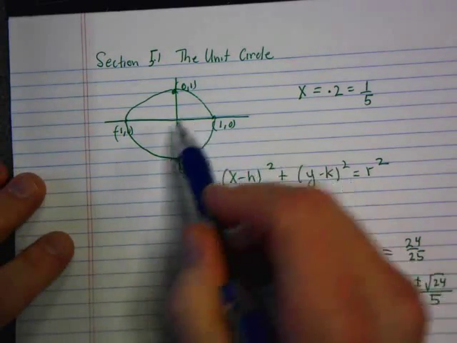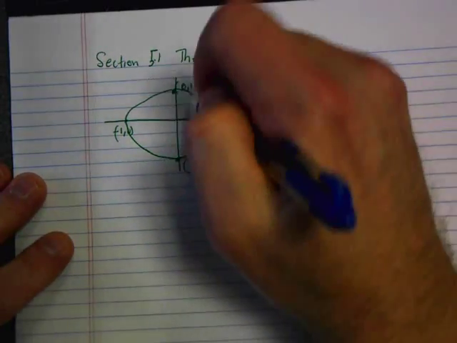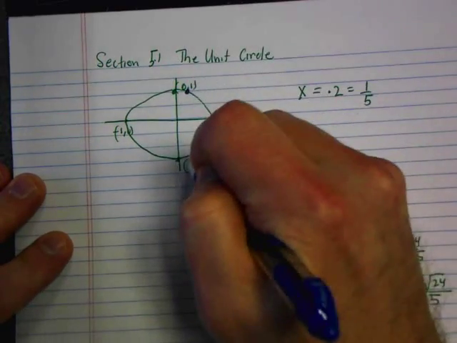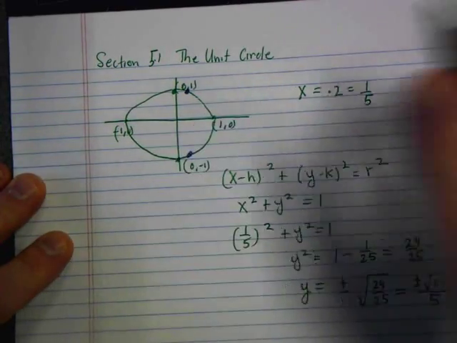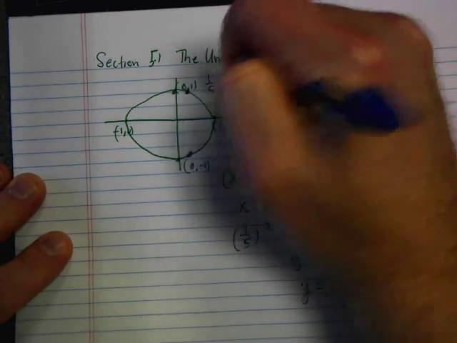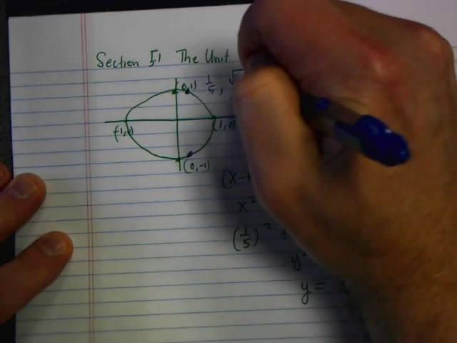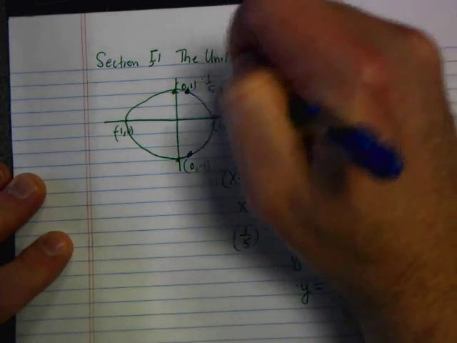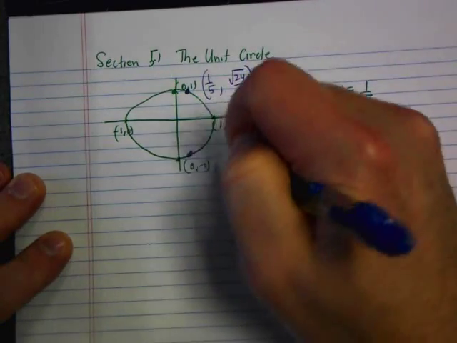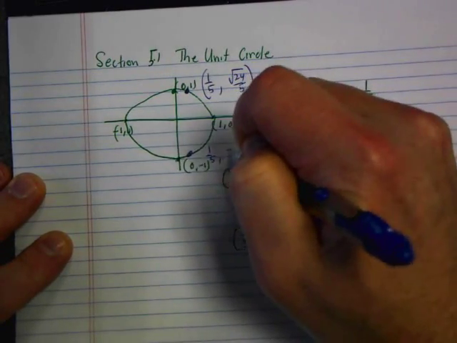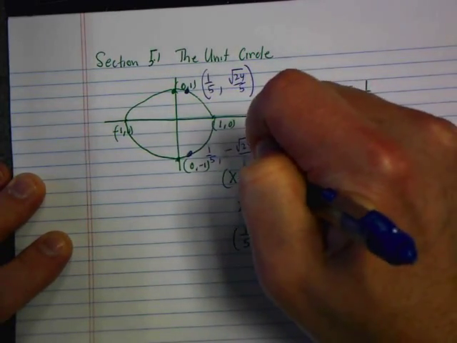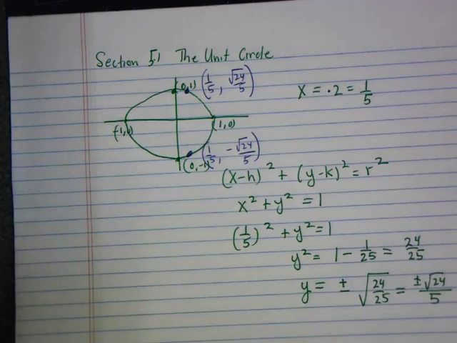All right, so notice, if x is 1/5, that actually generates 2 points. x is 1/5, that's not very far here. We actually get 2 points on the circle. We get (1/5, square root of 24 over 5), and then this one down here, (1/5, negative square root of 24 over 5). So by picking one x number, we actually generate 2 points.